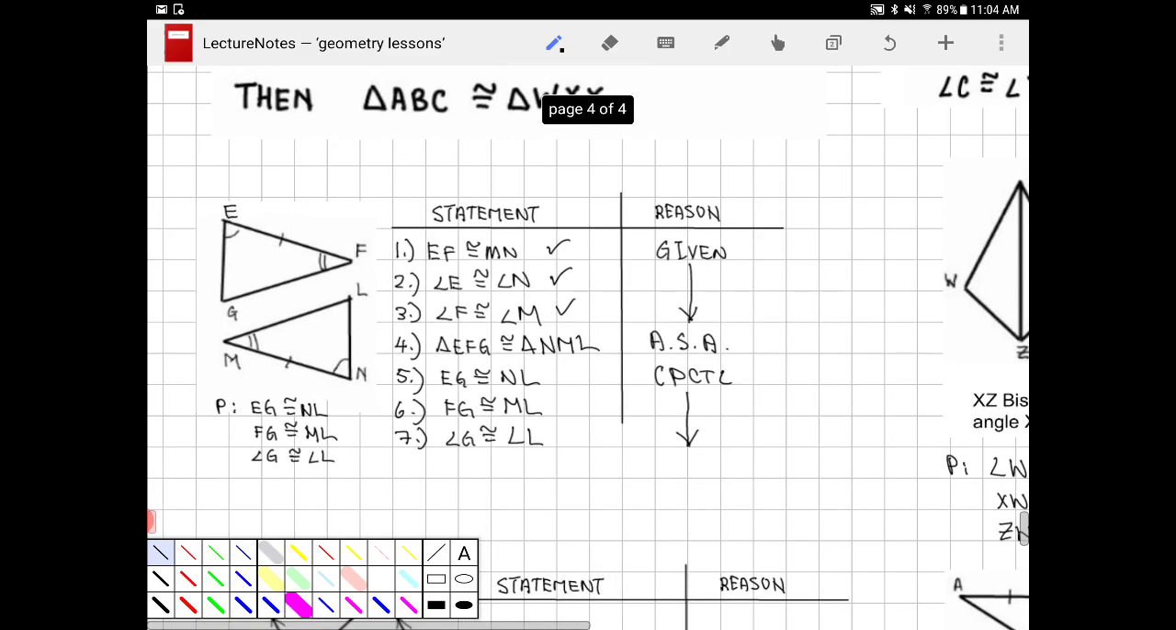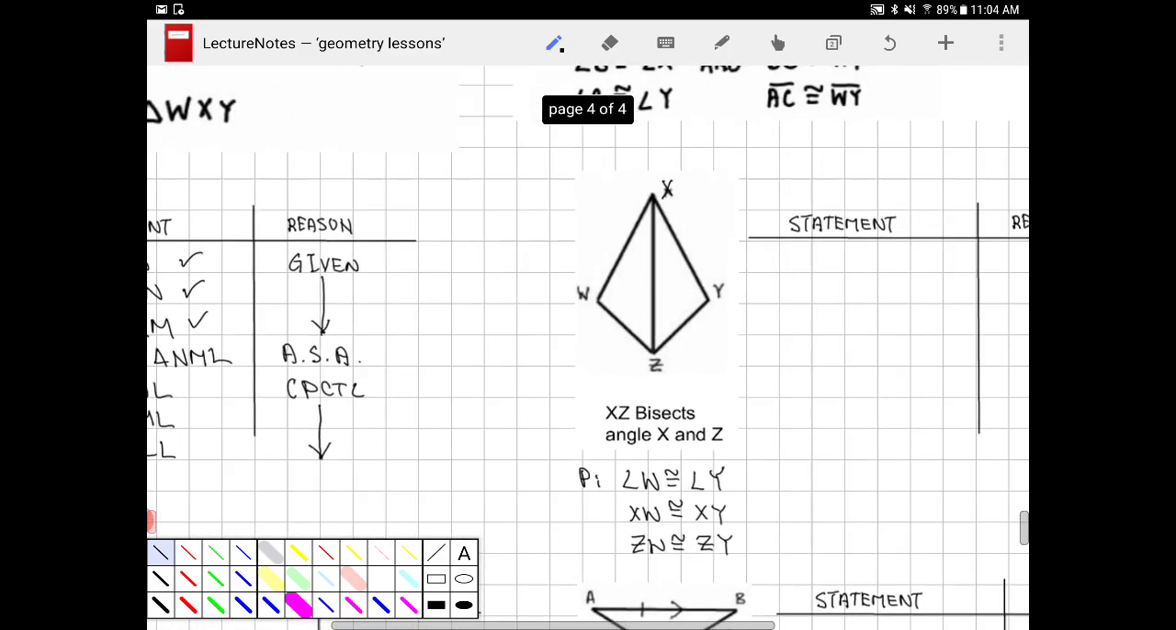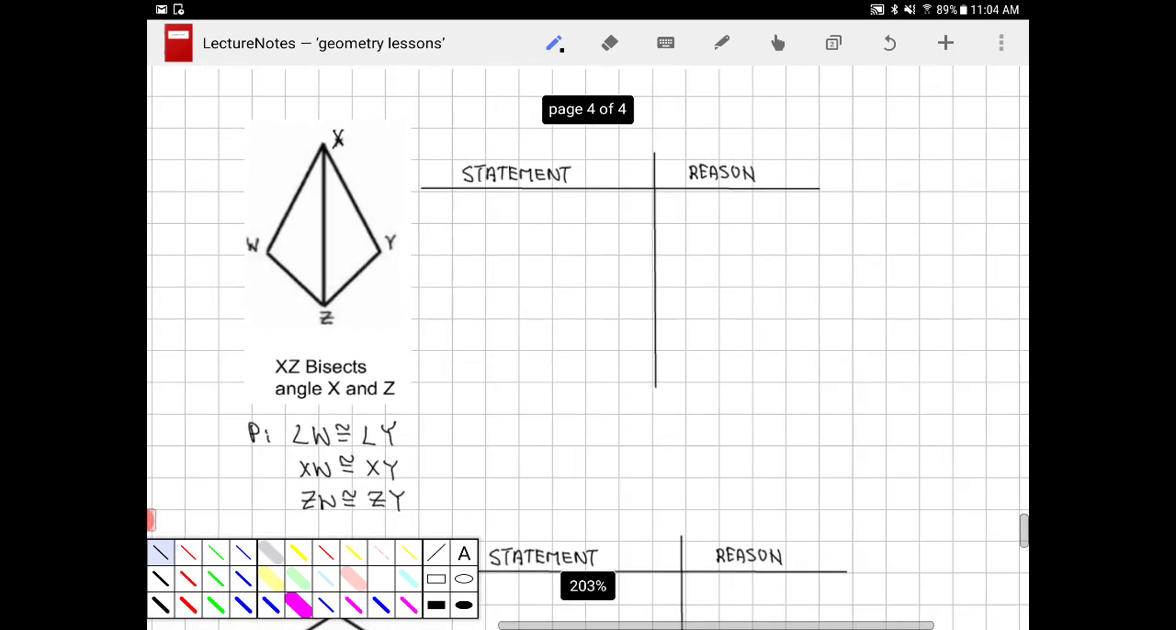Let's take a look at another example. All right, in this case, please pause the video again because the nature in which the problem is set up is very, very similar to the past lessons.